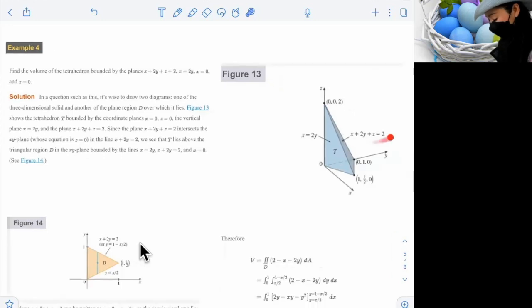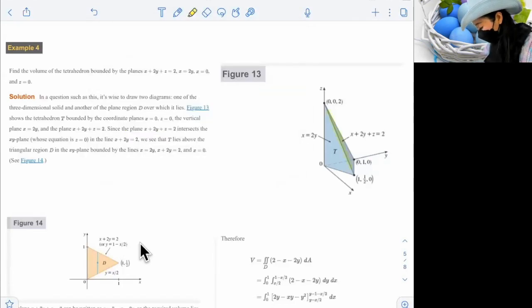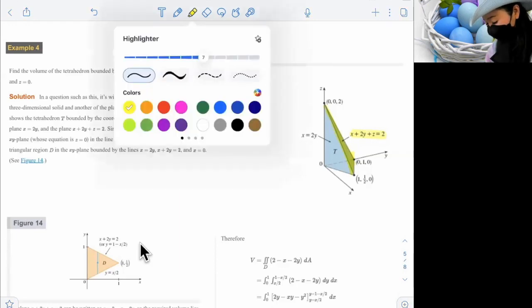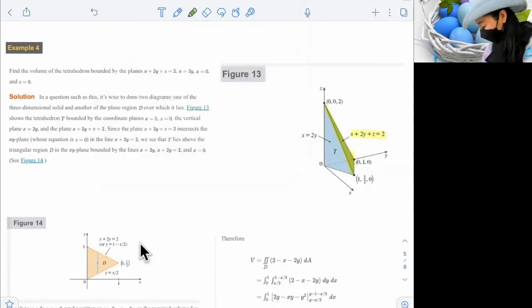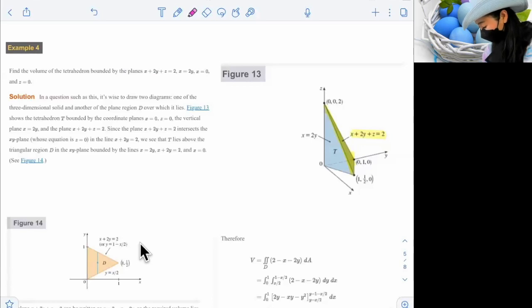This plane over here. Let me make this plane a little bit distinguished. I'm going to highlight it with yellow, which is this one over here. This is the plane right here. Can you guys see? Okay, so that's the plane. And then x equal to 2y is this one over here. Let's try a different color. So x equal to 2y is this plane over here in front.